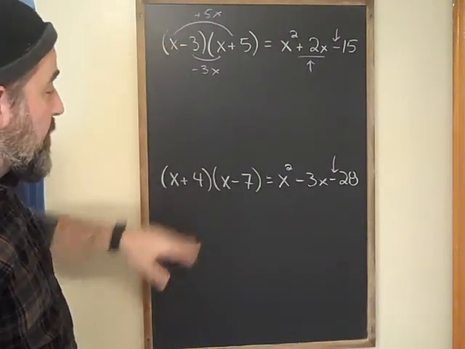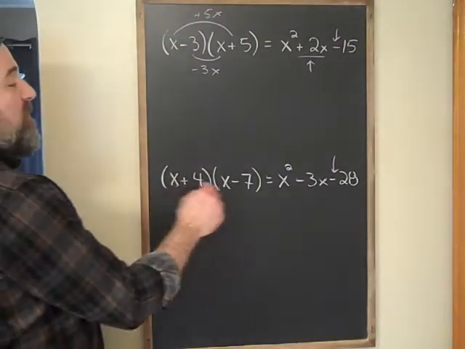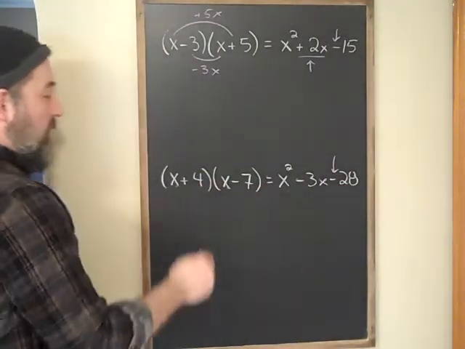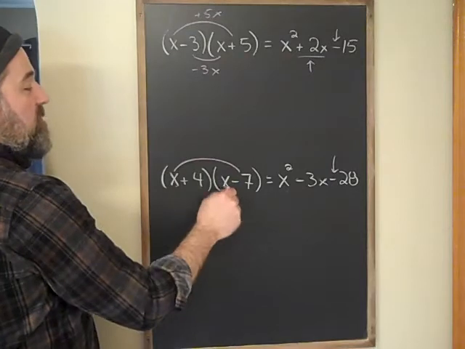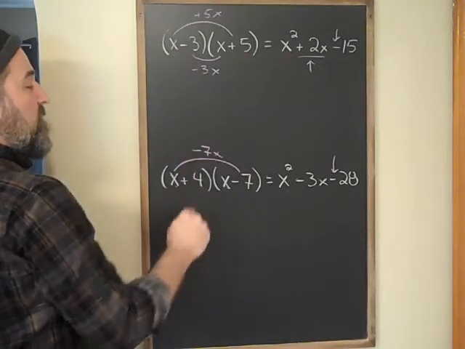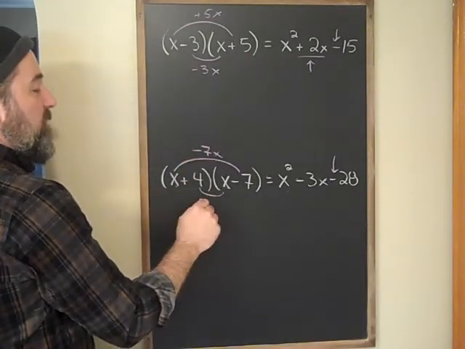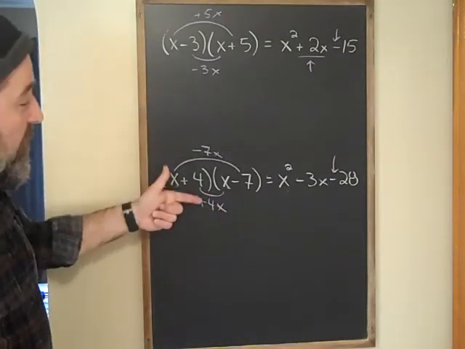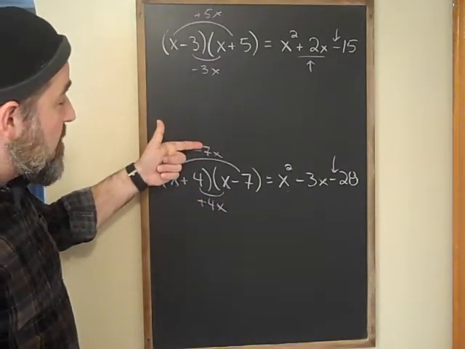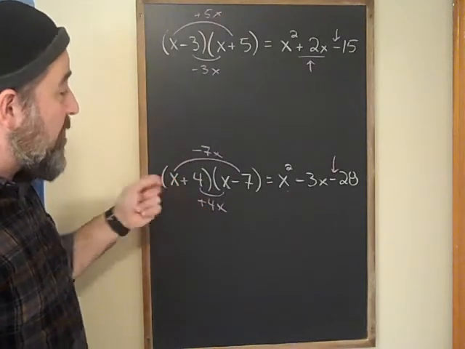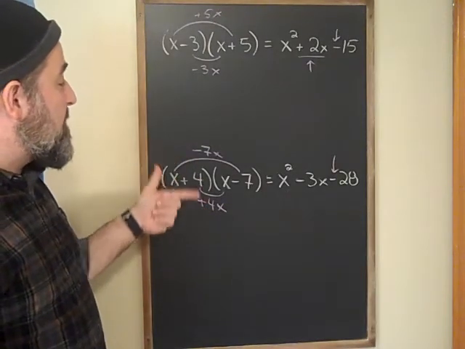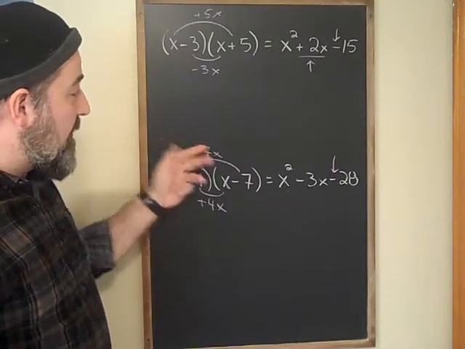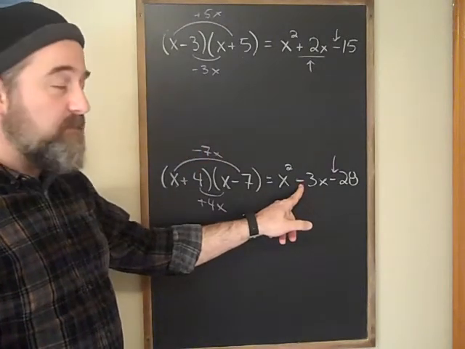Like for instance, if we jump down to this one, first times first, x squared, last times last, that's going to make our negative 28. When we look at our outers, we'll get a product of negative 7x. When we look at our inners, we get a product of positive 4x. One's negative, one's positive. We're going to subtract them. 7x minus 4x is 3x. And it gets the sign of the larger value. The larger value is 7, and that's negative, so we have minus 3x.